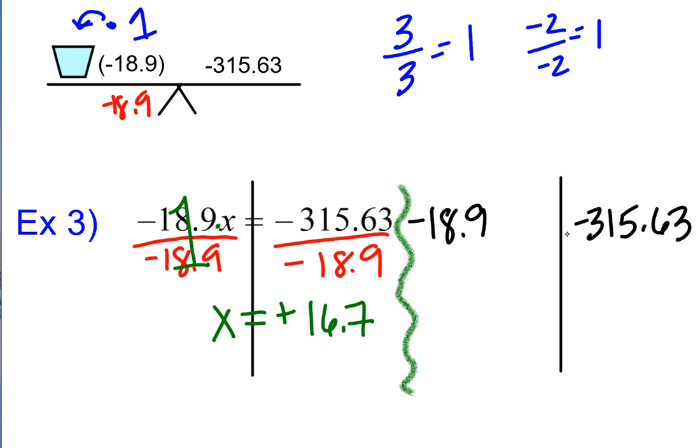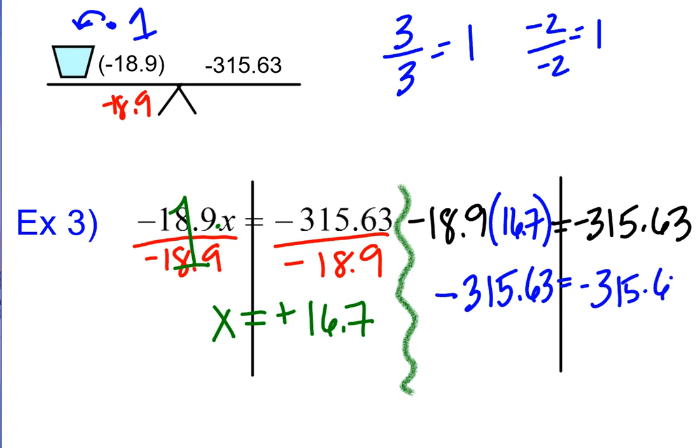Put our equal sign back in there. And we said that we were going to multiply. So let me multiply by this 16.7. If I multiply these two numbers, a negative times a positive, I know that my answer will remain negative. And then I just have to use a calculator, 18 and 9/10 times 16 and 7/10. And I will get back to that 315 and 63 hundredths. So since both sides are equal, this is our solution right there.